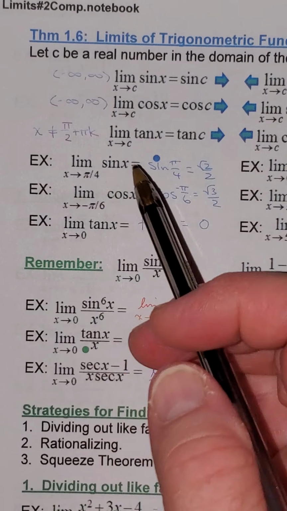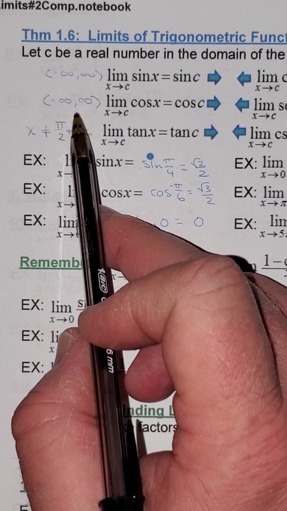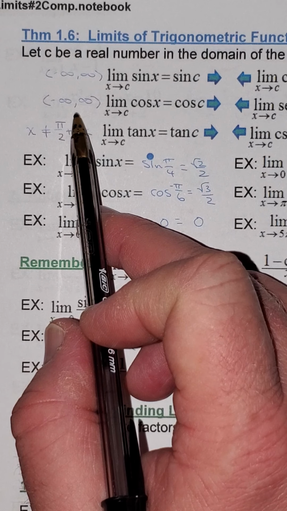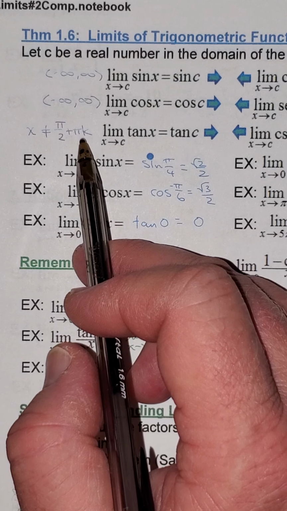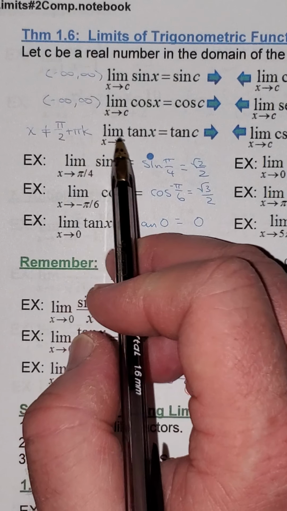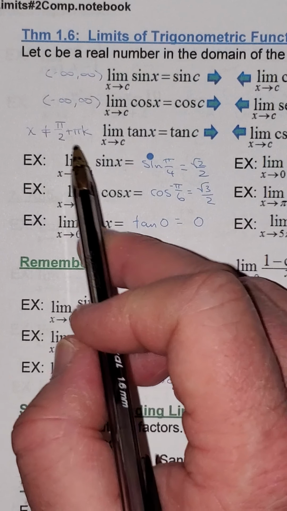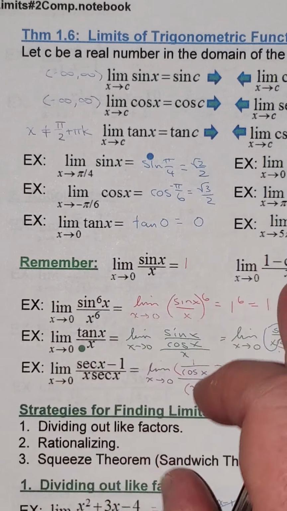You'll notice with sine and cosine, the domain is all real numbers. You can plug anything into sine and cosine. But we just talked about this at the end of the year here. What's the domain of tangent? X cannot equal pi over 2 plus pi k, because that's where tangent has asymptotes. So if it's anything other than this, you can find the limit just by plugging in the numbers.